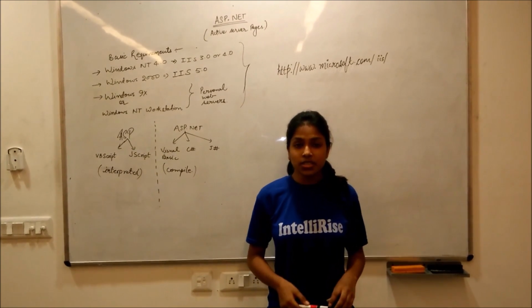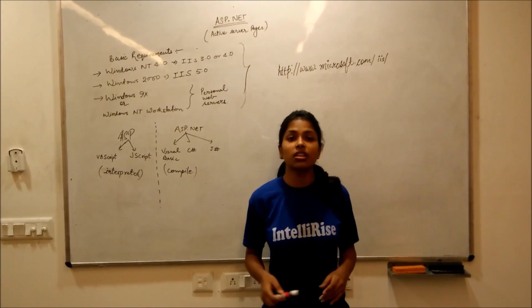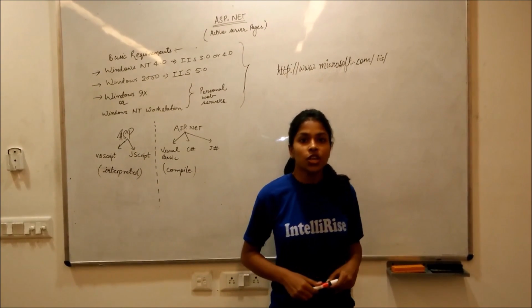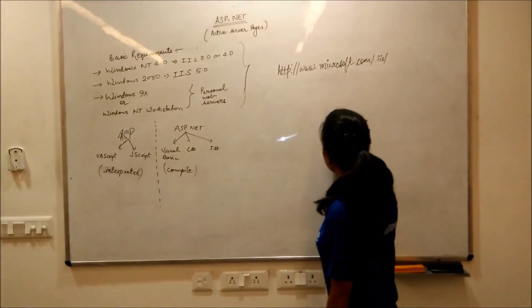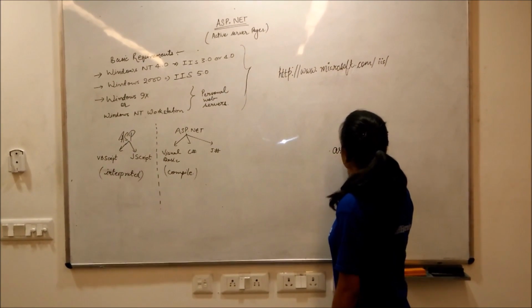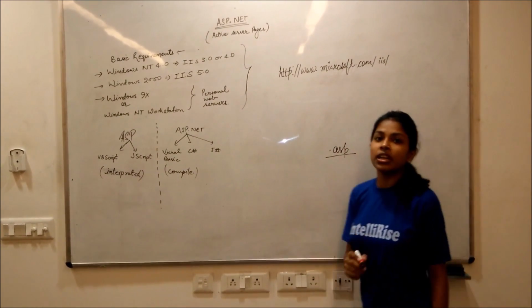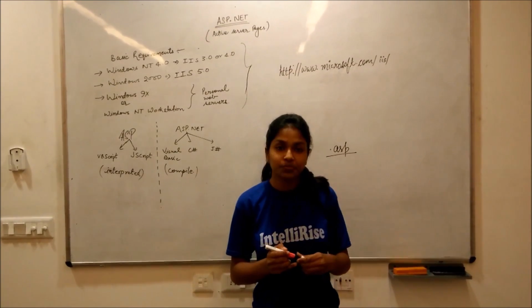With Active Server Pages, the server gets a chance to alter the data before sending it to the user. So if you have the .asp extension in your file, then the server runs this file through a DLL called asp.dll.